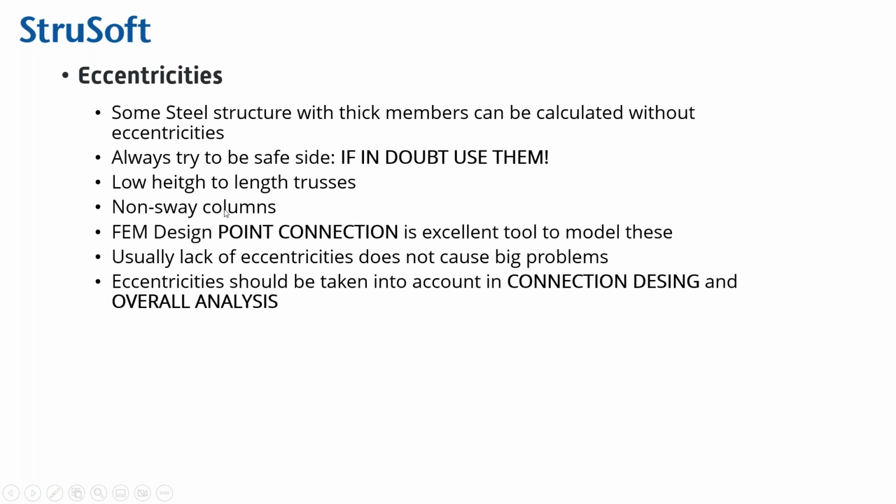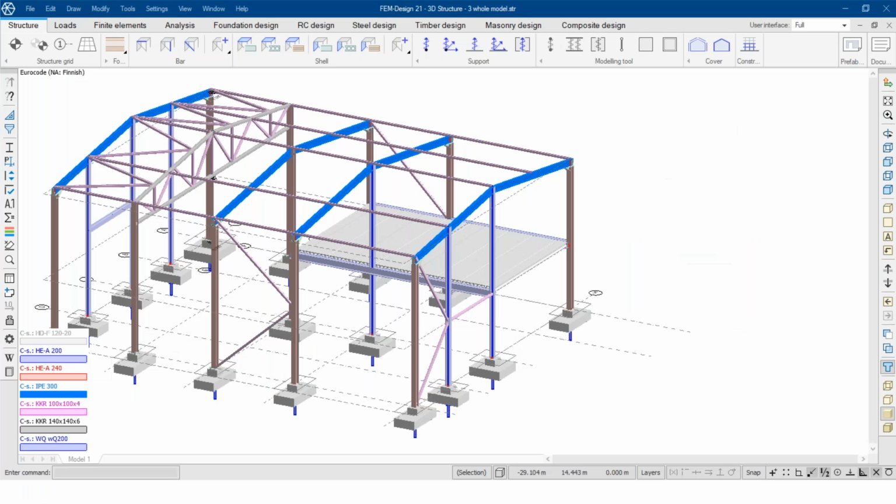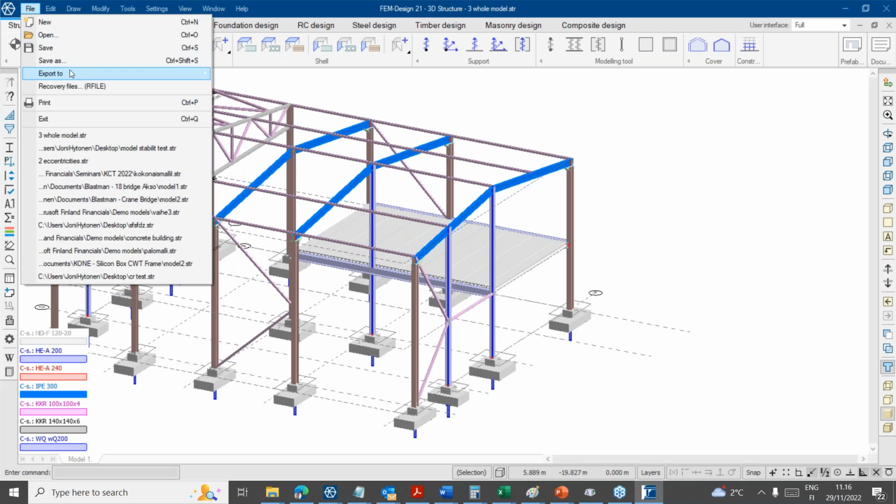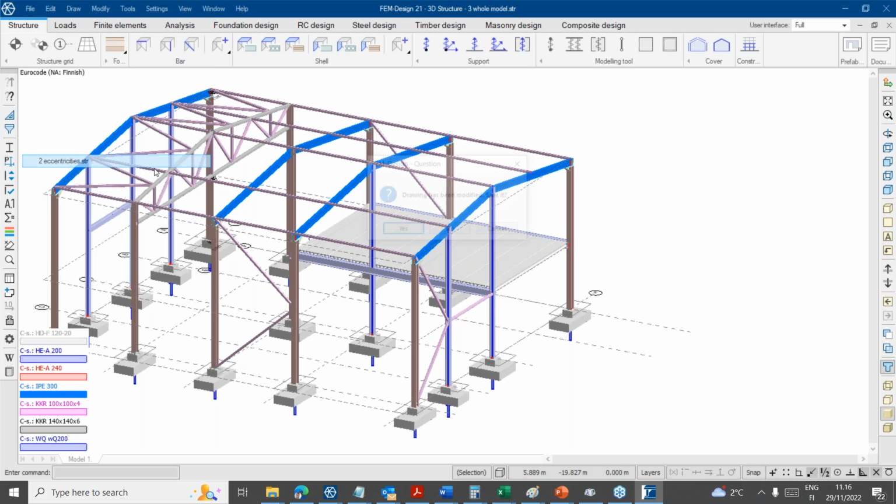Also, for non-sway columns, it's important to put those eccentricities there, because usually they are centrally loaded. And we have a tool called point connection, so I can show you how it works. That is the best way to model these. So let's go here.